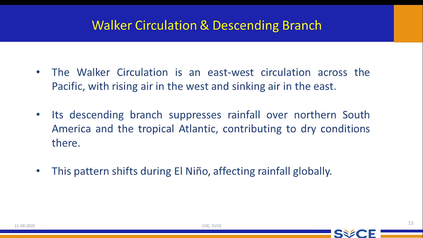The descending branch suppresses rainfall over North and South America and the tropical Atlantic, contributing to dry conditions there. So just imagine, on one side you have long heavy rainfall, and on the other side you have drought. This is not good, right? If it were even, it would be okay, but the climate is also not even. One side is very cold, and the other side is very hot, like a desert region or a tropical region like India.